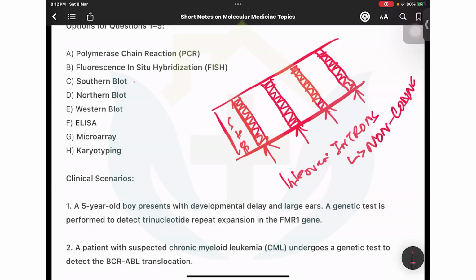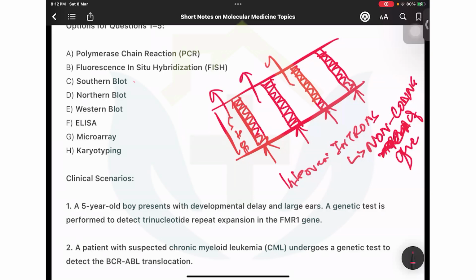Non-coding parts of the gene. So what does this mean? This means that every gene is not going to make protein by itself. It needs to produce an mRNA. That mRNA will go to the ribosome and make the protein. So in the gene, there are certain coding portions which code for the mRNA.